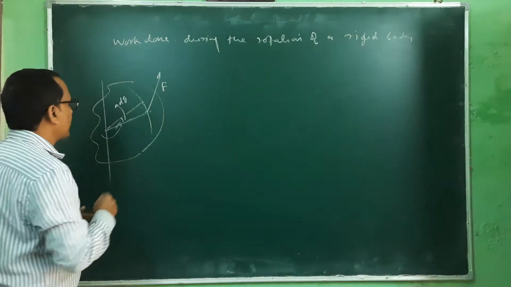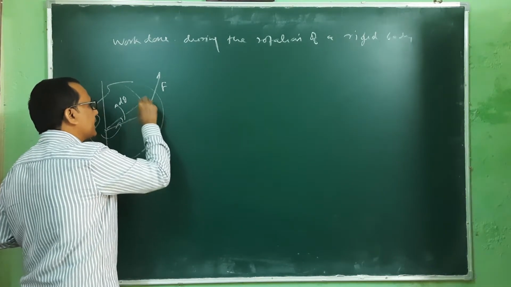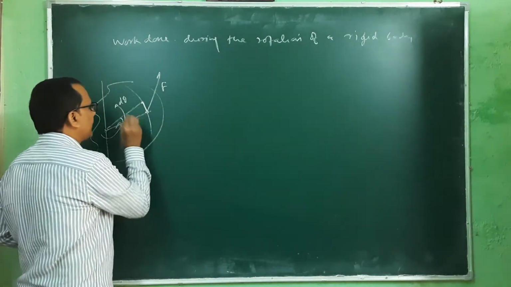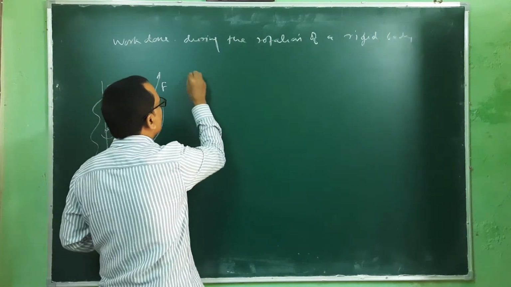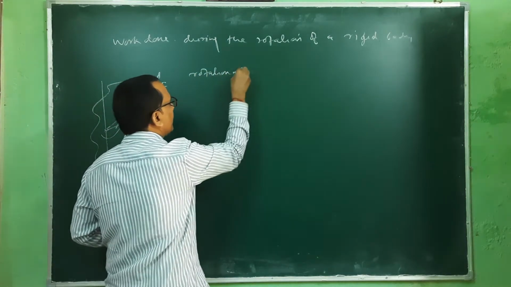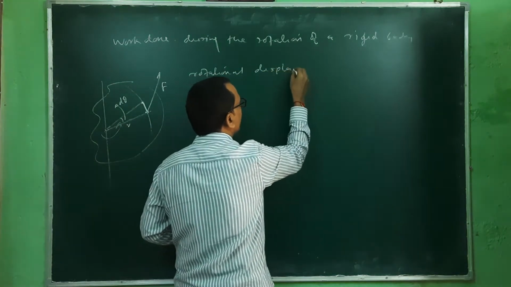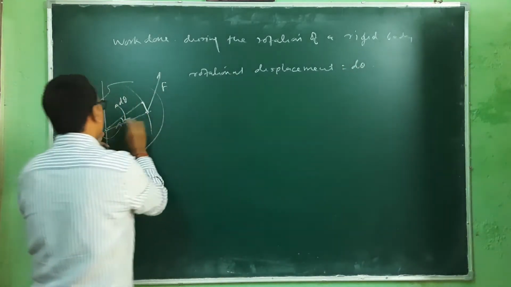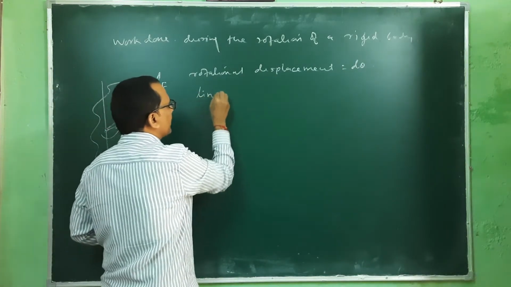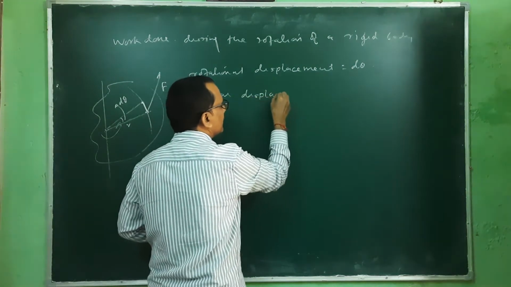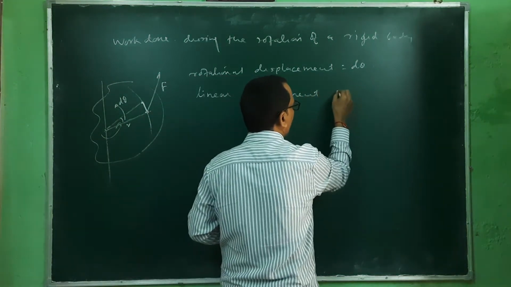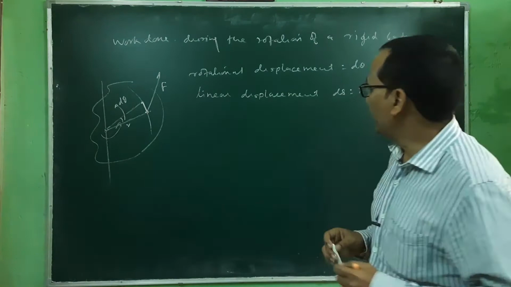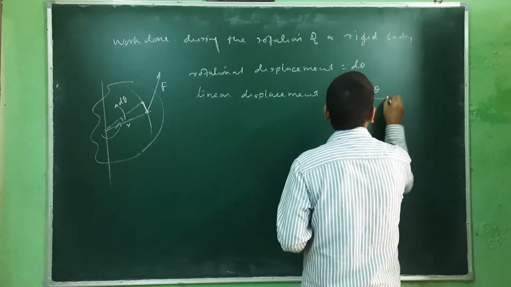Now what do we have to calculate? We have to calculate this displacement, that is the linear displacement, in terms of d theta and r. The rotational displacement is known as angular displacement. This is d theta, and this distance is r. So the linear displacement can be calculated as ds is equal to r d theta, and we have used this relation ds equals r d theta several times. So we will use this as the displacement.